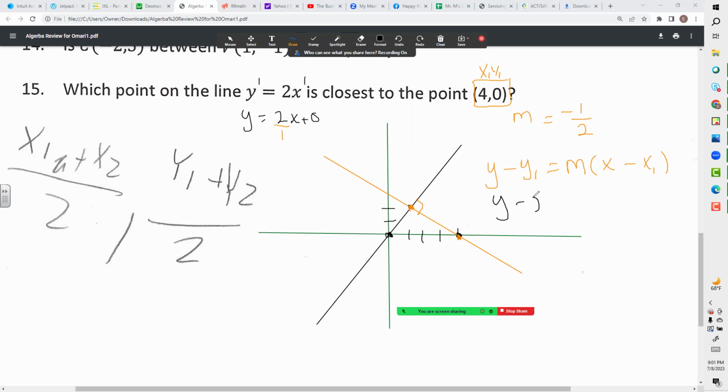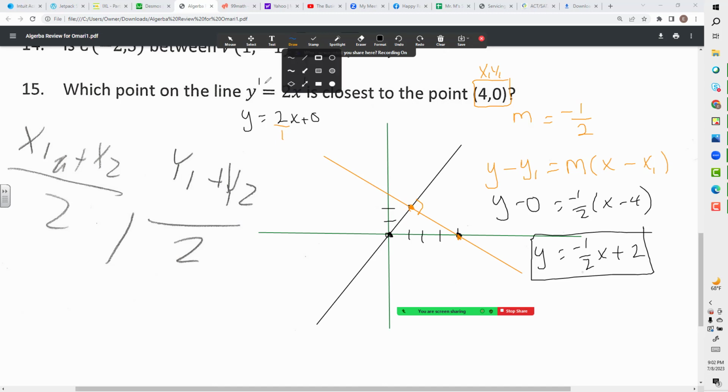So the goal is to write the equation that has the slope of negative 1/2 and goes through the ordered pair (4, 0). So I'm substituting x sub 1 and y sub 1 as well as the slope, and then I solve the equation for y by distributing negative 1/2 times x, negative 1/2 times negative 4. All right, so the equation y equals negative 1/2 x plus 2 is the equation for the orange line.